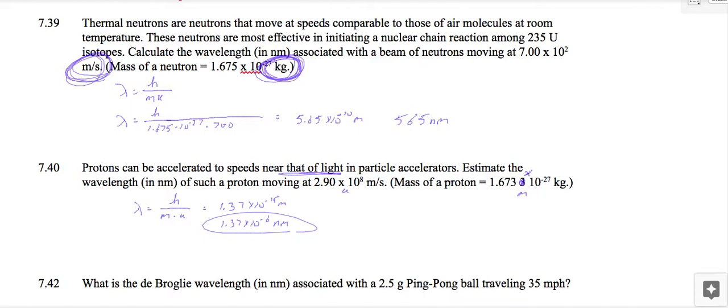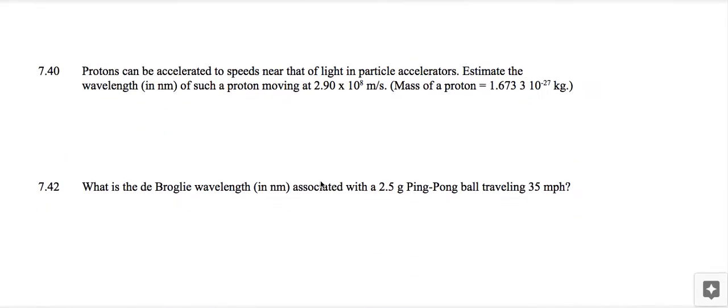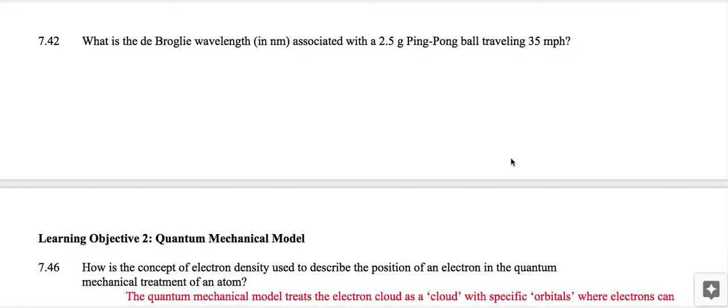Now we can show de Broglie's equation in action with some object that's significantly larger than a subatomic particle, with a ping pong ball. So let's look at number 42. This one is not as easy as the others, not because of this equation, because this equation is super easy. It's because this isn't in meters per second, and this isn't in kilograms. So we have to change those things.